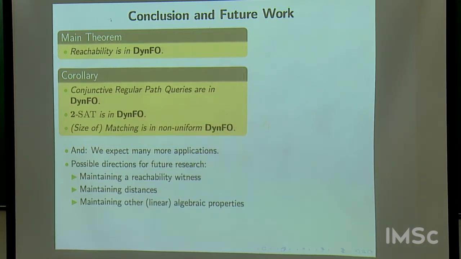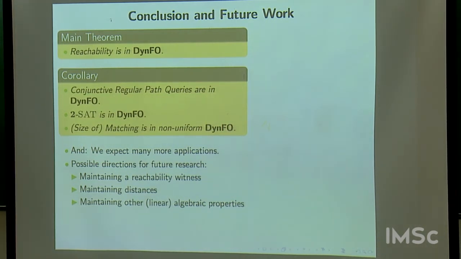We expect many more applications. There are some very glaring open questions which we would like to solve. One thing is maintaining a reachability witness. So we know how to maintain reachability between pairs of vertices, but we don't know how to maintain a witness for this reachability. If you ask me for a path between S and T, I would not be able to produce it for you in first order.